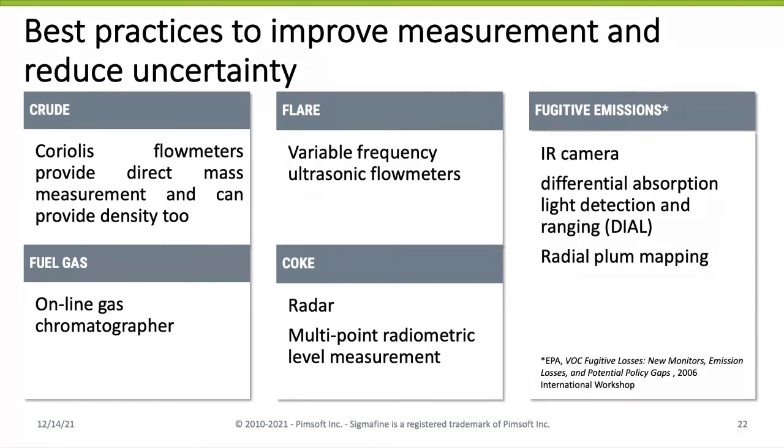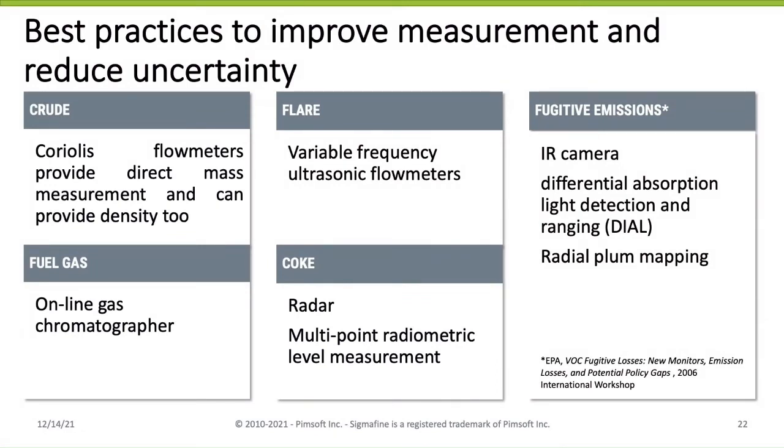And finally, coke is another quite complex measurement to be done, and it also affects the balance and can account for some losses due to, for example, the coke formation by the FCC. In these cases, by thinking about coke drums, the best technologies available to measure the quantity of coke stored are either radar or multi-point radiometric level measurements.